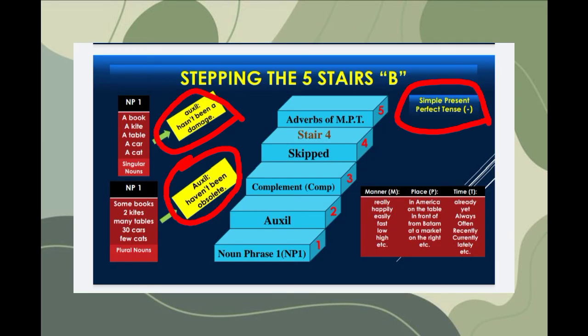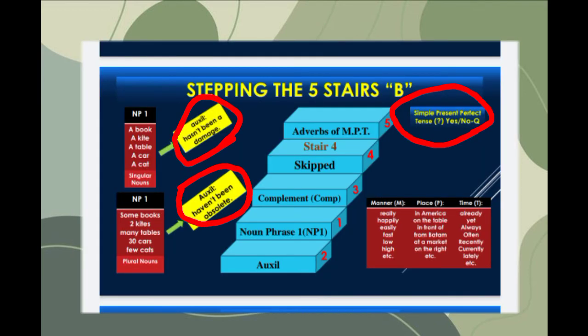Okay, next, simple present perfect tense positive. If we use singular nouns, the auxiliary is has, and if we use plural nouns, the auxiliary is have. The next, simple present perfect tense negative. If we use singular nouns, the auxiliary is hasn't, and if we use plural nouns, the auxiliary is haven't.